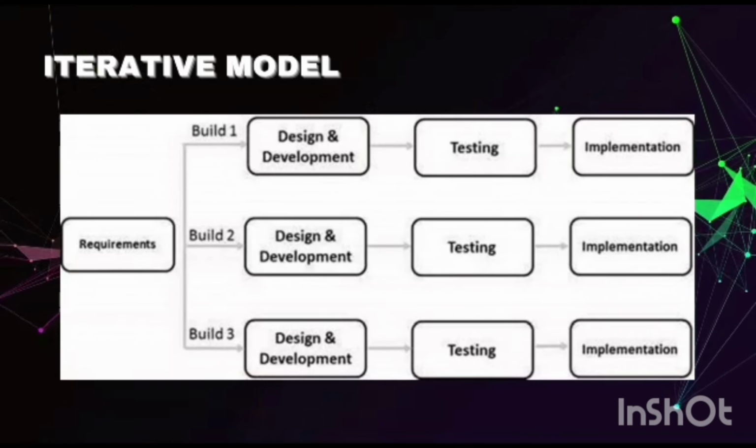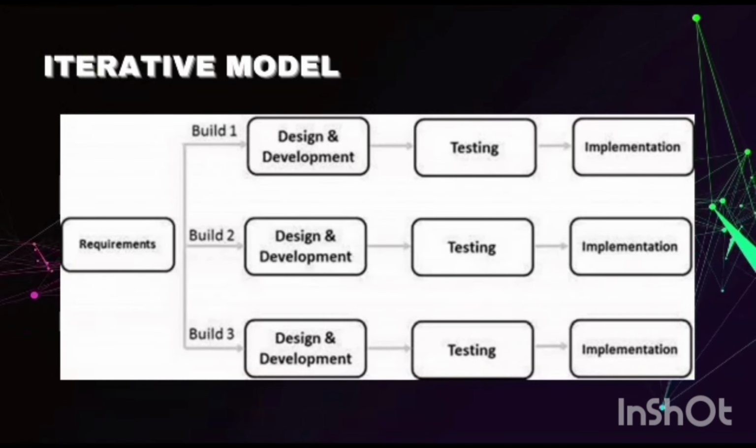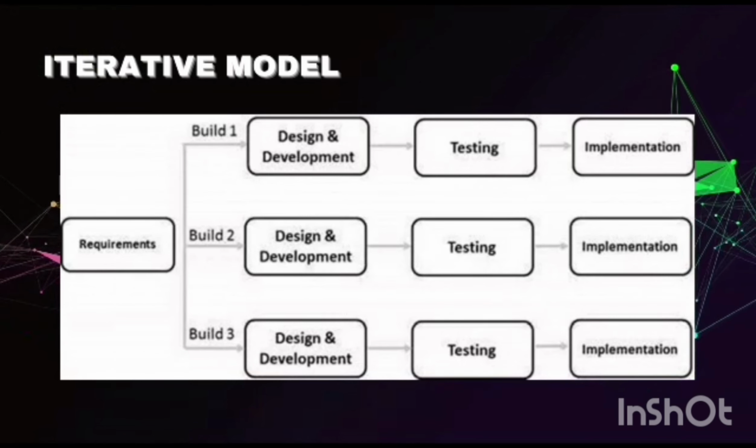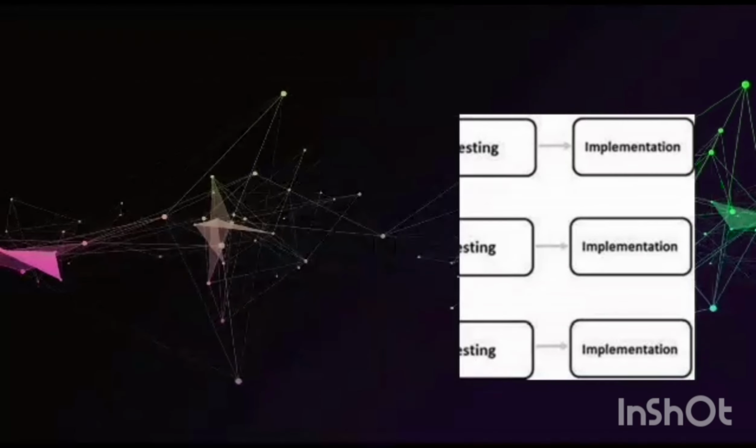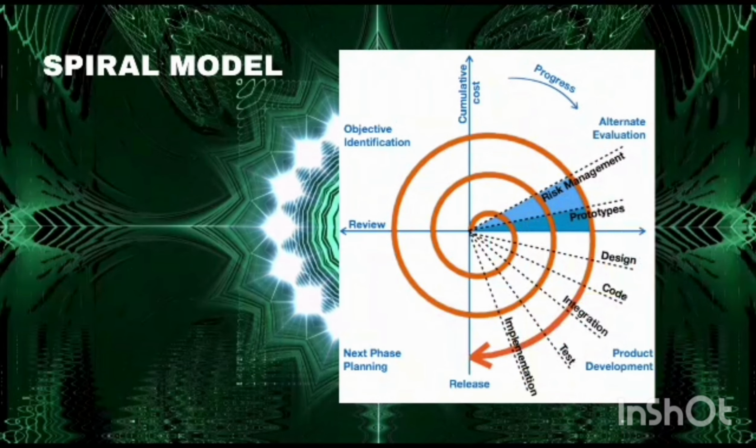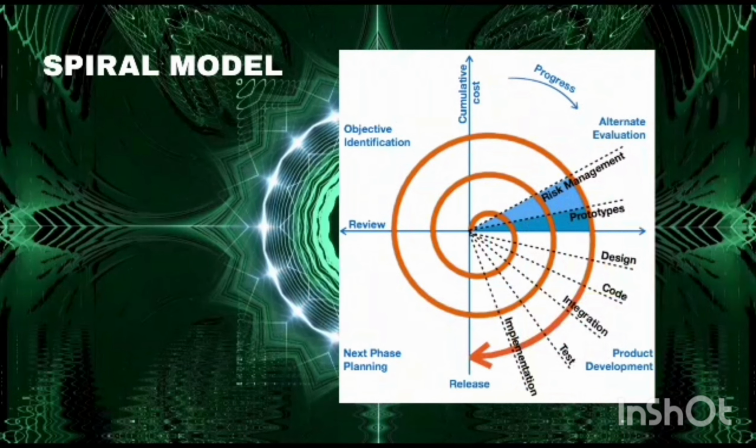Fifth, resources with needed skill sets are not available and are planned to be used on contract basis for specific iterations. And last, there are some high risk features and goals which may change in the future.